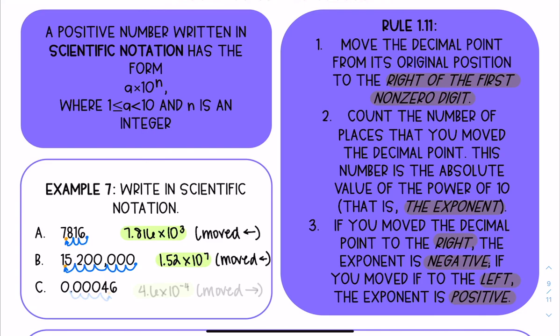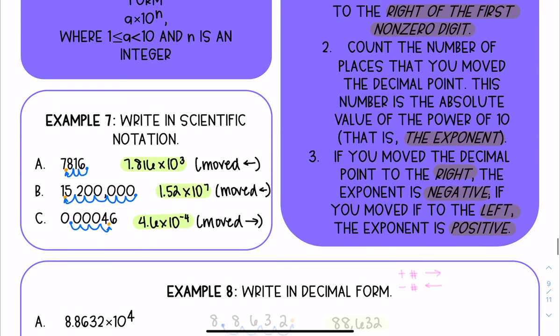And for the third one, we're given the decimal point this time, and we want to move it to the right of the first non-zero digit, which is the 4. So I'm going to move it 1, 2, 3, 4 units. So we have 4.6 times 10. This time I move to the right, so that's going to be a negative 4. So 4.6 times 10 to the negative 4.